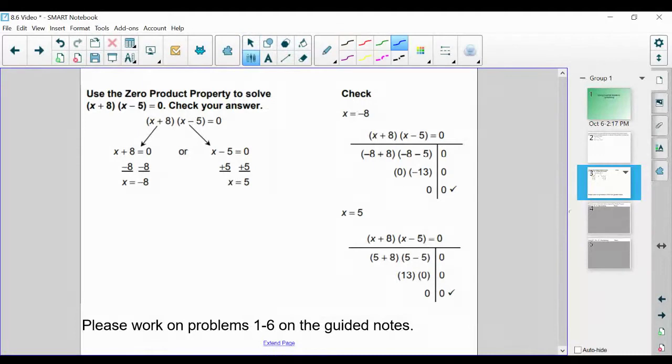All right, so with this in mind, please work on problems 1 through 6 on the guided notes and turn them onto the backside when you're ready to move on.